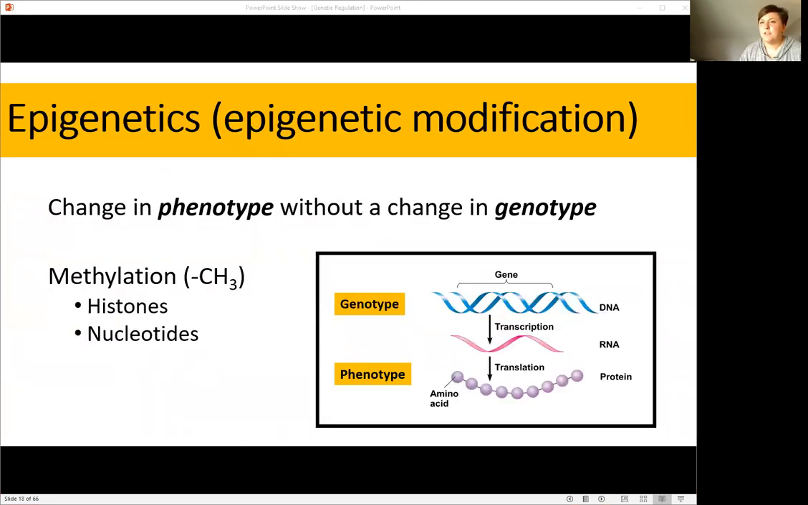Epigenetics is when genes are regulated by chemical modifications that do not affect the genotype of a cell. This usually occurs via methylation, or the addition of a methyl functional group, to proteins involved in the storage of DNA called histones, or to individual nucleotides contained in the DNA. Let's look at both of these.